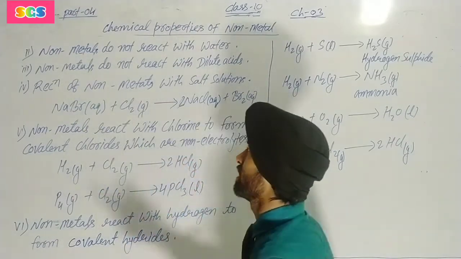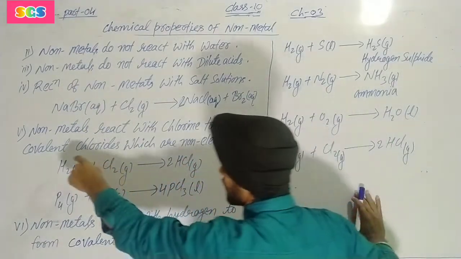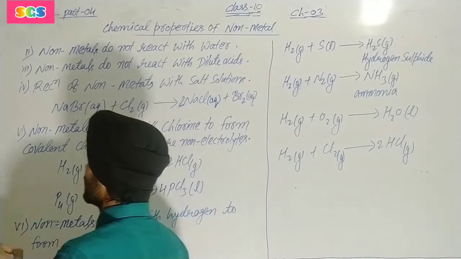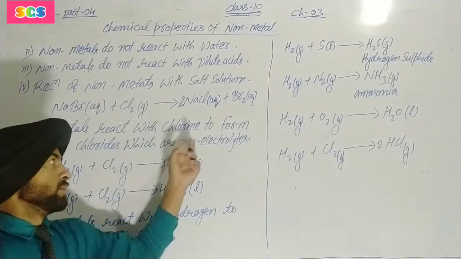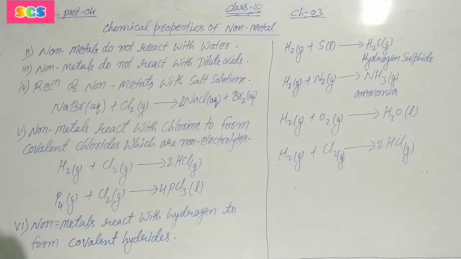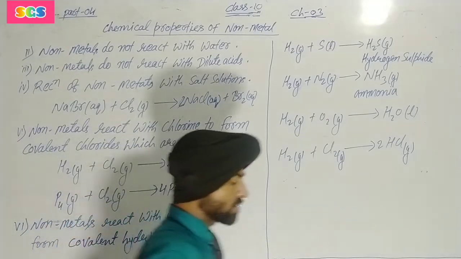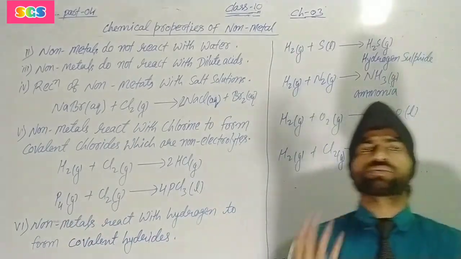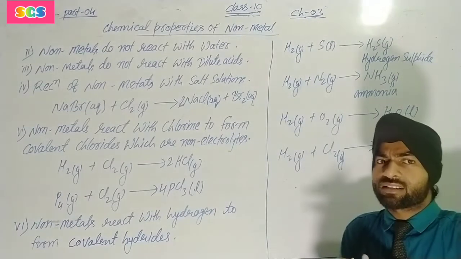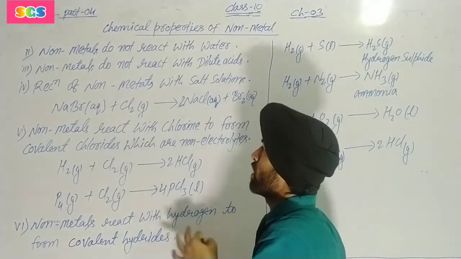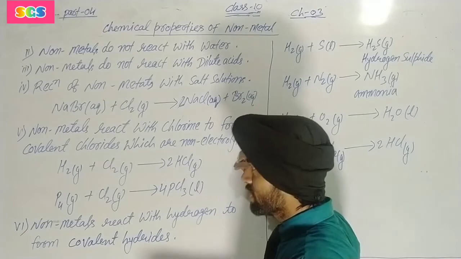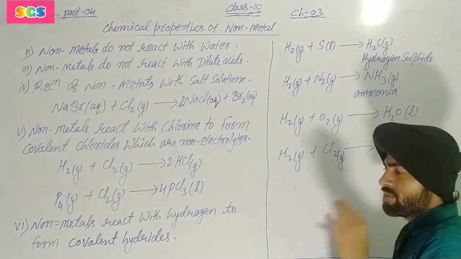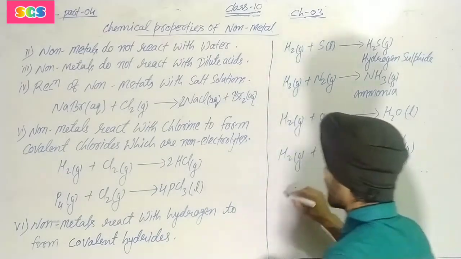Now another chemical property of non-metals is what? Non-metals react with chlorine to form covalent chlorides, which are non-electrolytes. Non-metals combine with chlorine to form what? To form covalent chloride. Covalent chloride means covalent bond.